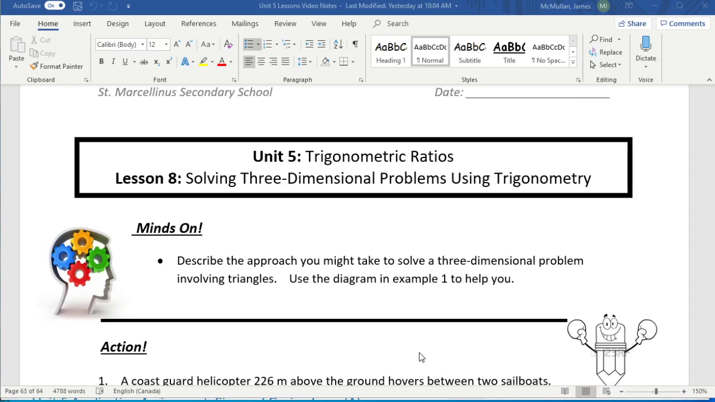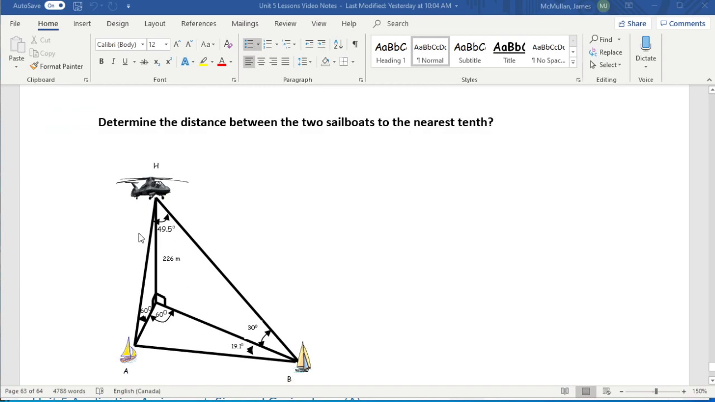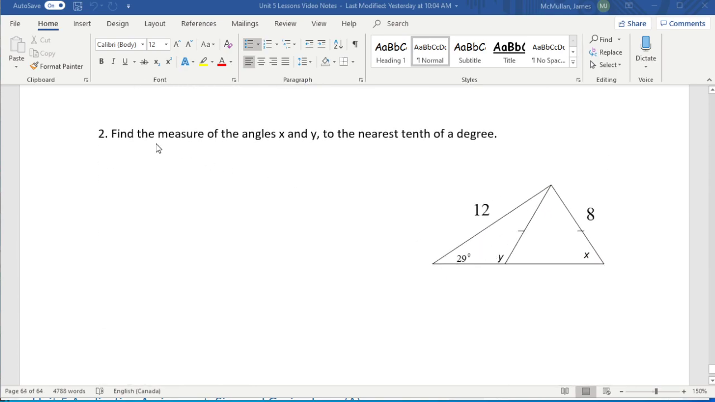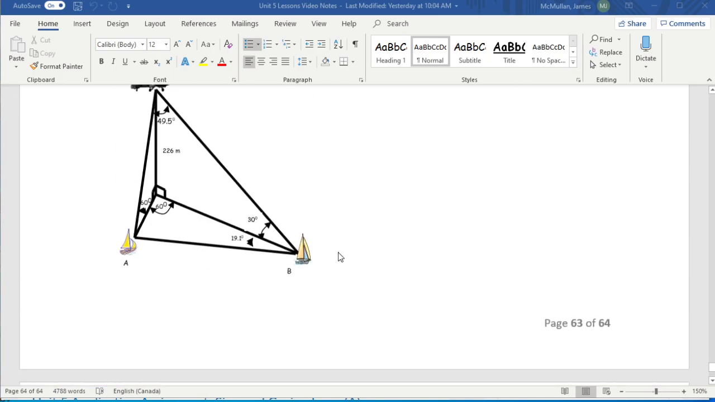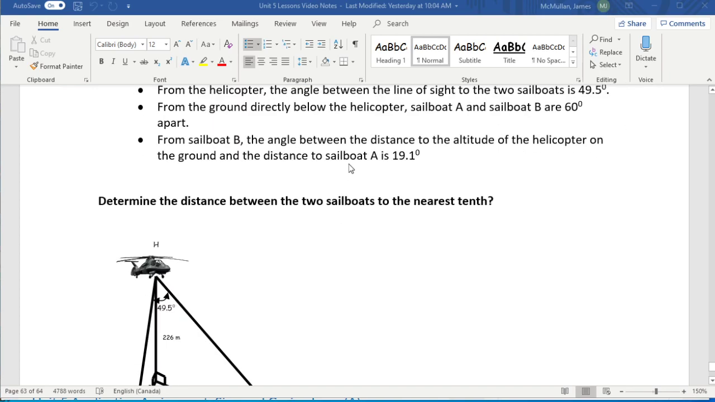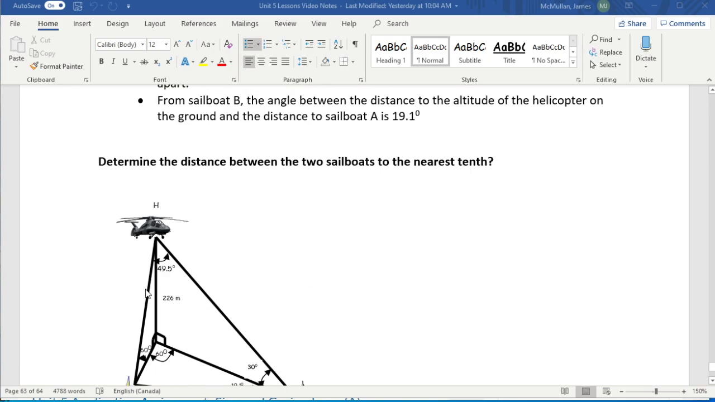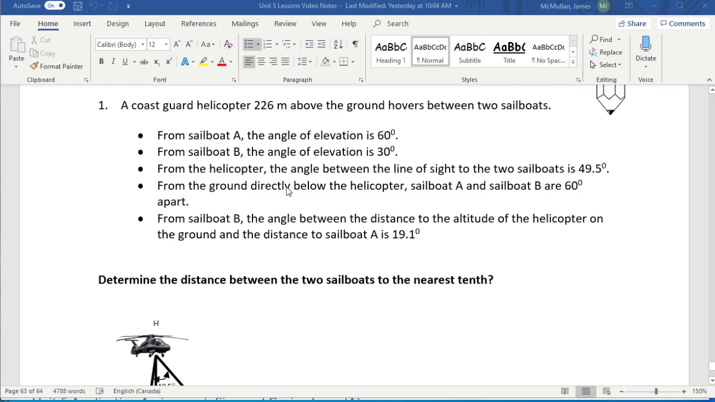Our final lesson for Unit 5 is a three-dimensional problem and then a two-dimensional problem using trig. There's this one question with the helicopter and two boats and where they would all be in 3 dimensions. And then there's a question that is just solving a triangle. So let's go through these two so you have some examples. Of course, this first one is quite difficult to visualize. It has a diagram, so make sure you make use of that.